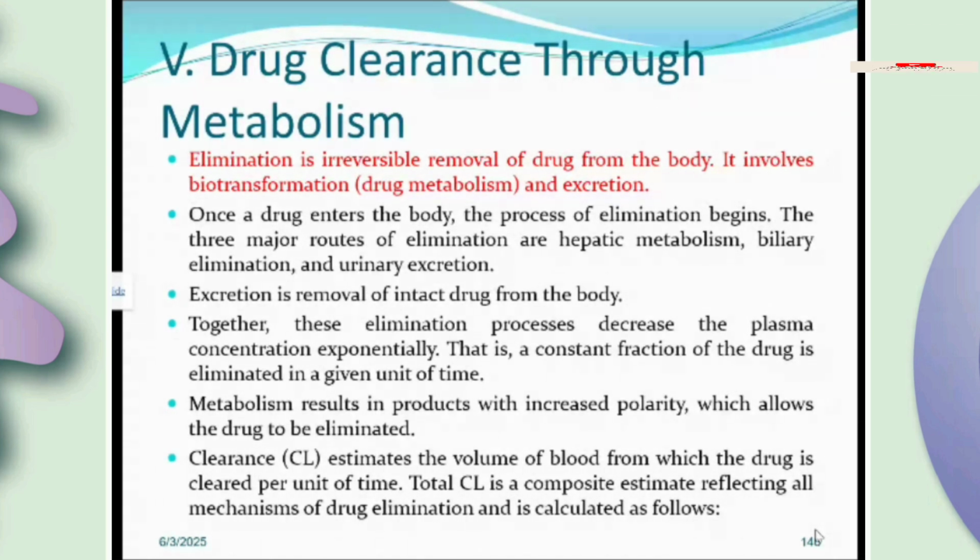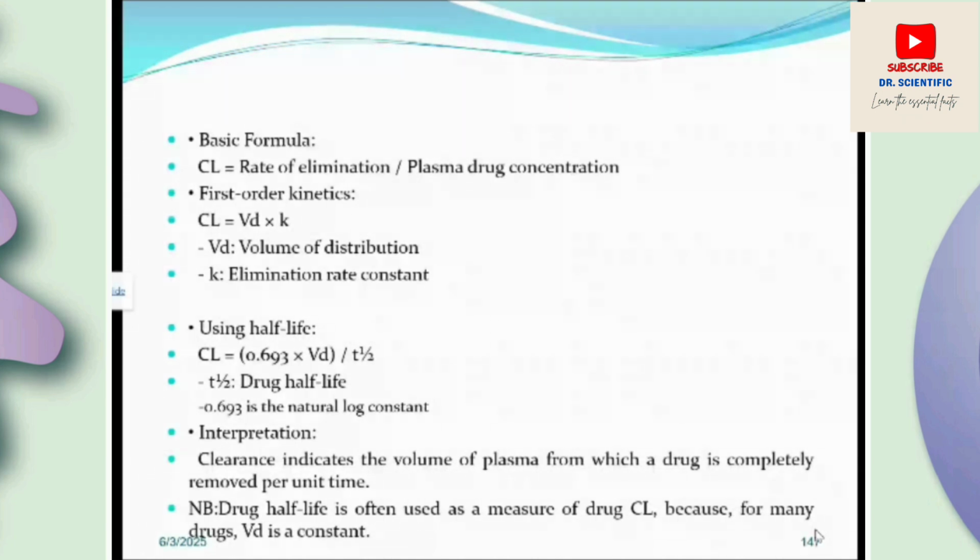Metabolism results in products with increased polarity, which allow the drug to be eliminated. Clearance, which is CL, estimates the volume of blood from which the drug is cleared per unit of time. Total CL is a composite estimate reflecting all mechanisms of drug elimination, and it is calculated as follows. Basic formula: CL is the rate of elimination over plasma drug concentration. First order kinetics: CL is equal to the volume of distribution times K, where K is the elimination rate constant and V is the volume of distribution. So using half-life, I think you can take it from there.